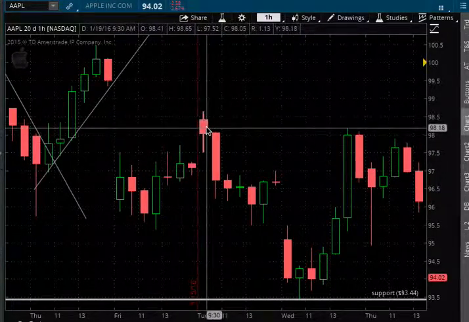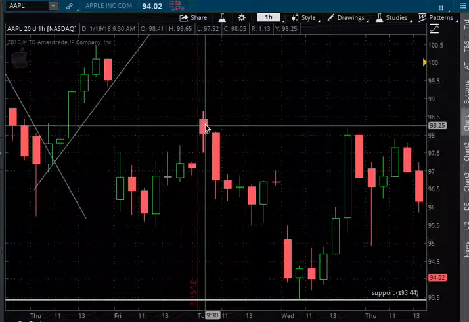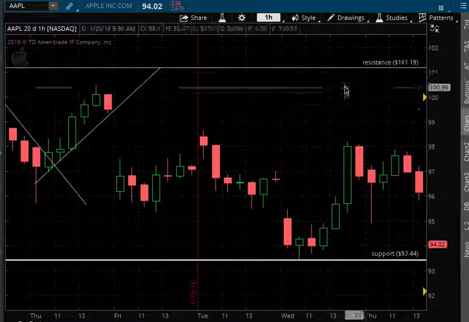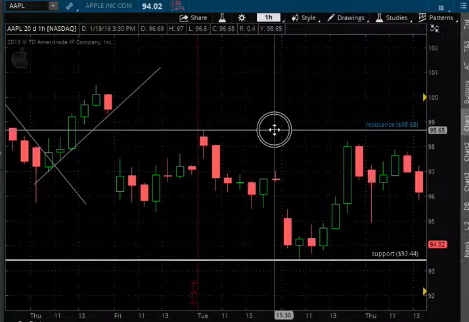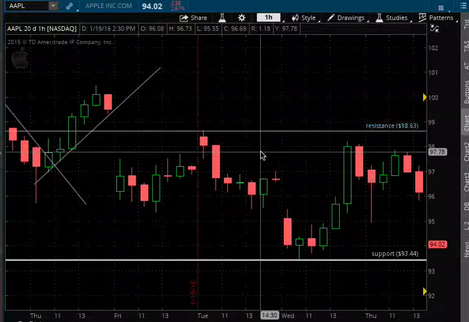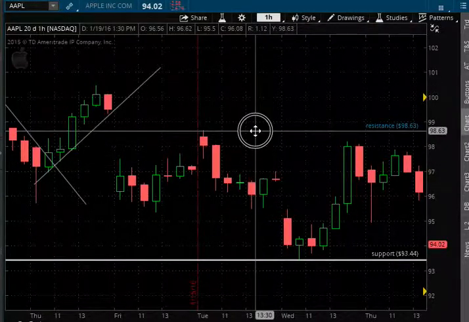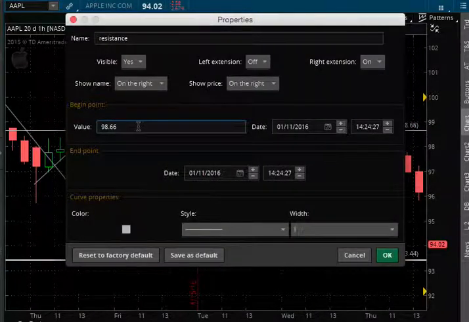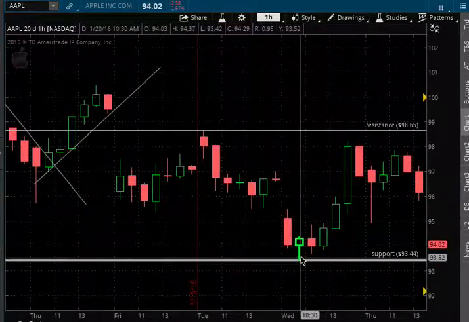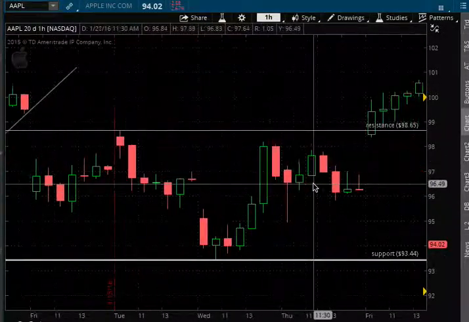So we can say, hey, I want to know what the high was from yesterday or the day before. So now this becomes resistance, which is 98.65. So I'll bring this down to 98.65 to at least let me know when I should be getting out of my stock. 98.60, I will make it exact. We'll put it at 98.65. And now this is support, and now this is resistance.